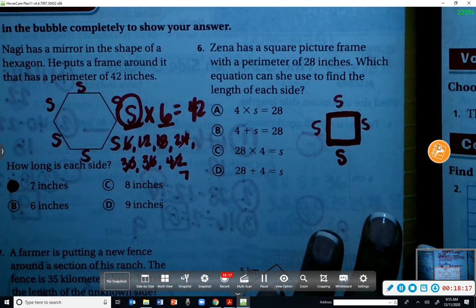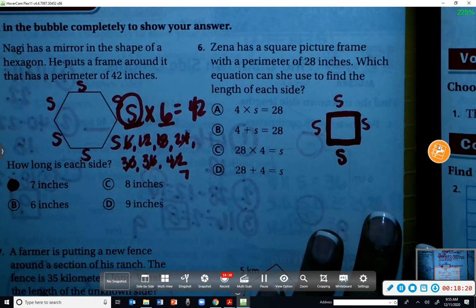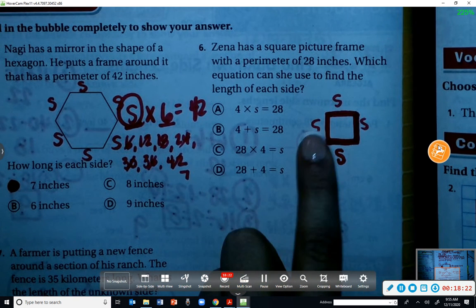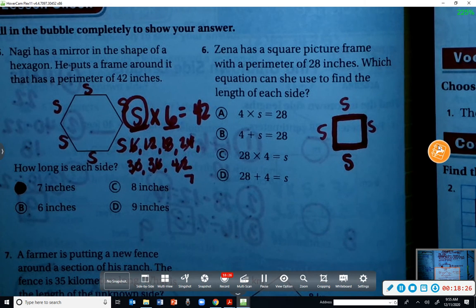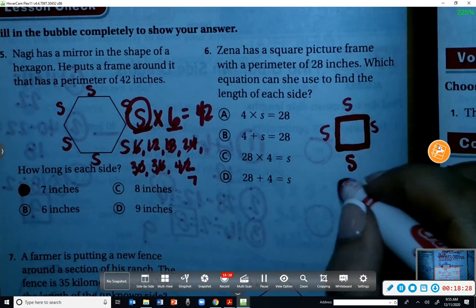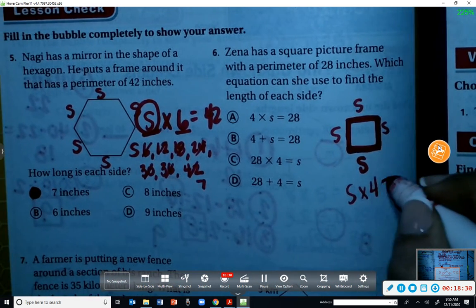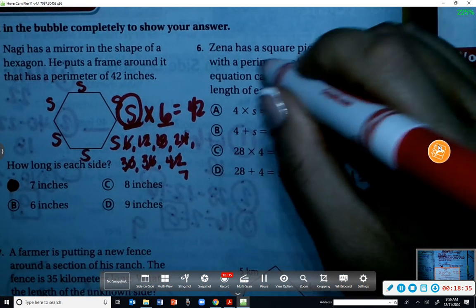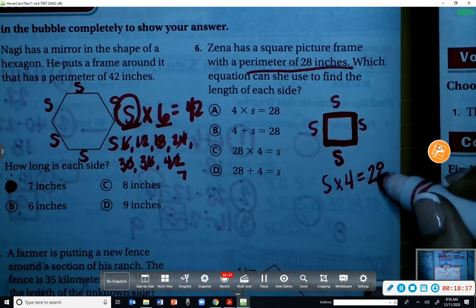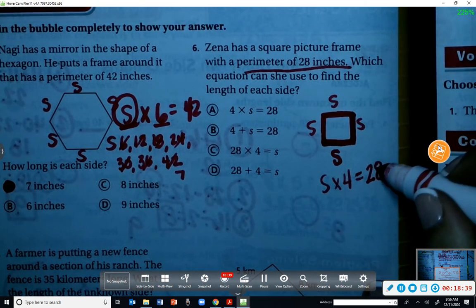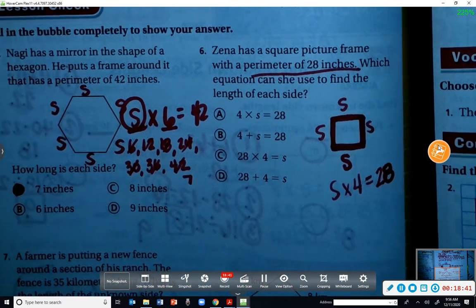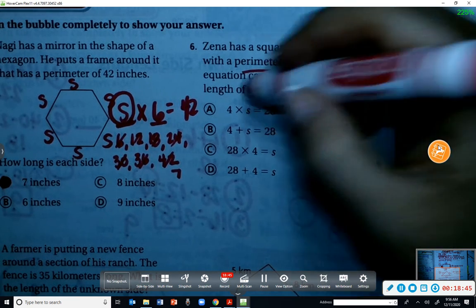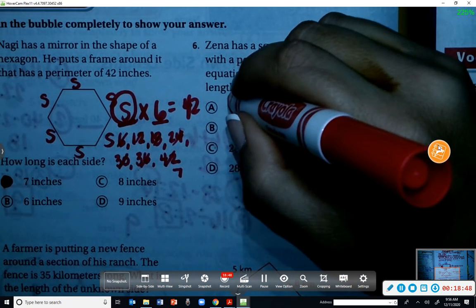Okay? So which equation would I use to find the length of each side? Evangeline? S times 4. Good. S times 4 equals what? 28, because the perimeter is 28. Okay? So which answer choice matches what we have? Aaliyah? A. Good. Because we know if we flip them around, it still means the same thing.